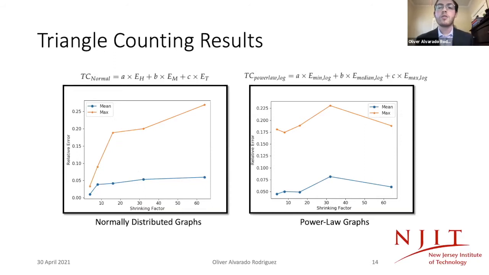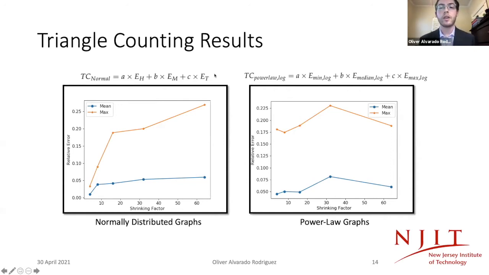Here are 2 graphs showing the most important triangle method results. The y-axis is a relative error of how far off the number of triangles counted were compared to the actual true count. The formula above were the regression models used to predict the triangle counts, where EH over here is the exact count of triangles from the head partition, EM from the mid partition, and ET from the tail partition. The A, B, and C were fitted dependent on the trained model.